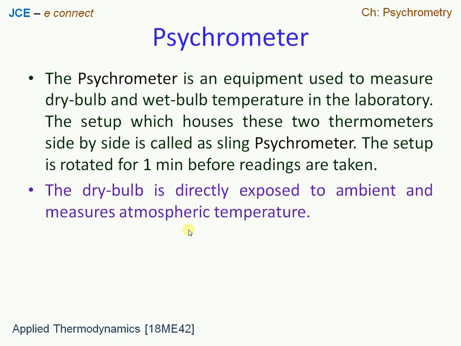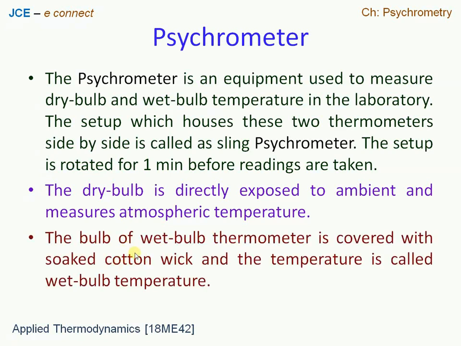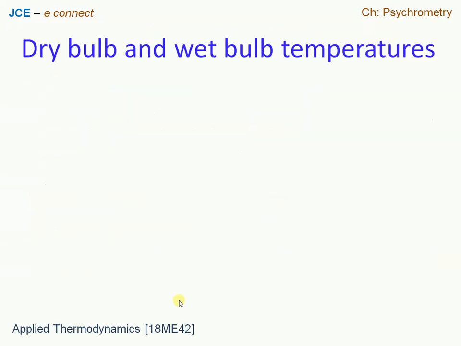And the dry bulb thermometer, we see that the dry bulb is directly exposed to ambient condition, and the temperature that is indicated by that dry bulb thermometer is called the dry bulb temperature. Likewise, the bulb of the wet bulb thermometer is covered with a soaked cotton wick, and the temperature of that thermometer is called the wet bulb temperature. Let us look into dry bulb temperature and wet bulb temperature a little bit more.